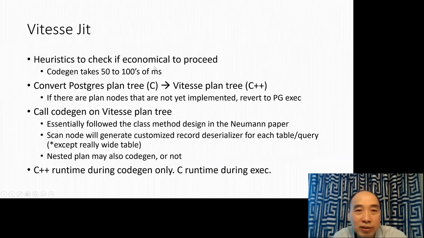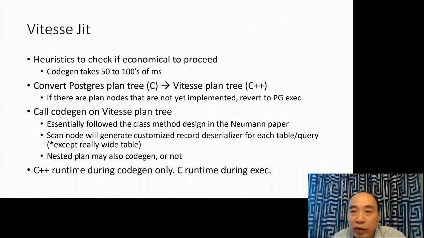We have some quick heuristics to determine if it's just an index scan on a primary key with a filter, then we just kick back to the regular executor, because code gen could take 50 to hundreds of milliseconds. If you run a single row select on a B-tree primary index, it's going to be less than 1 millisecond. So JITing will absolutely kill it, right? And then we convert the Postgres plan tree to the Vitesse plan tree in C++.